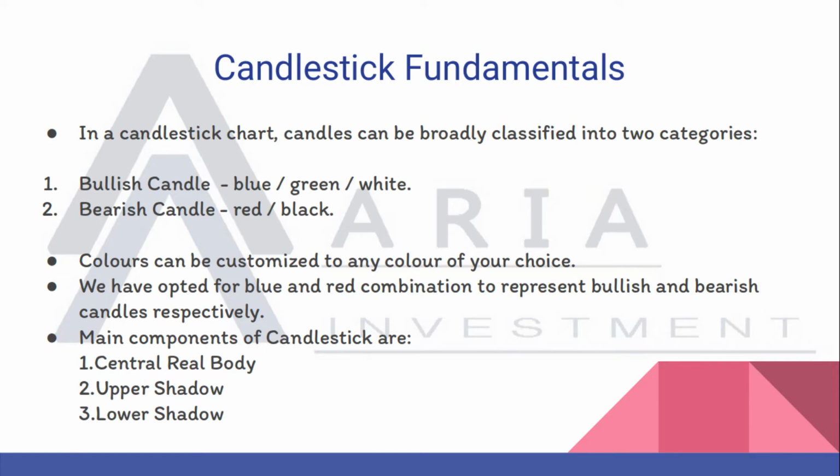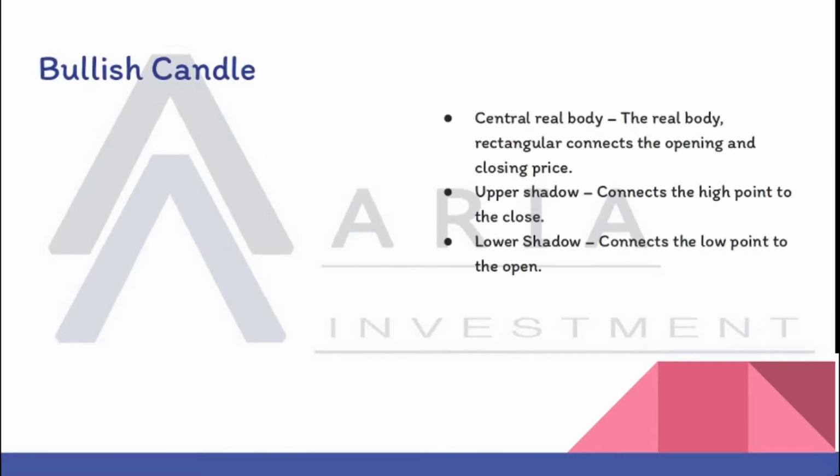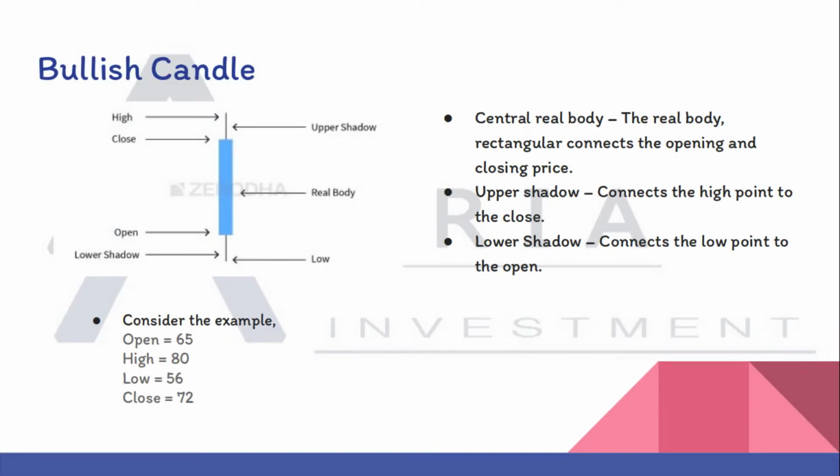The main components of a candlestick are the central real body, upper shadow, and lower shadow. As we can see, the candle opens above the lower shadow and closes below the upper shadow. So the upper shadow connects the high point to the closing and the lower shadow connects the low point to the opening.